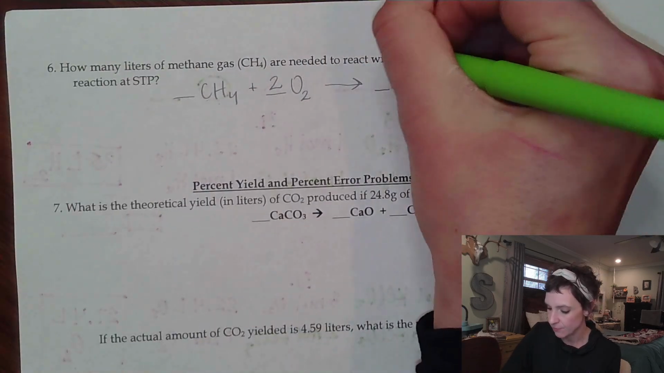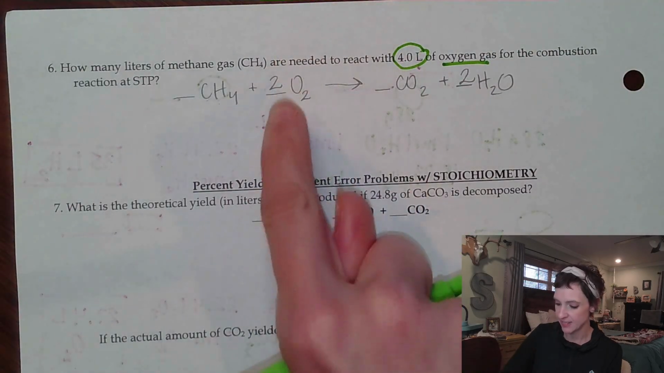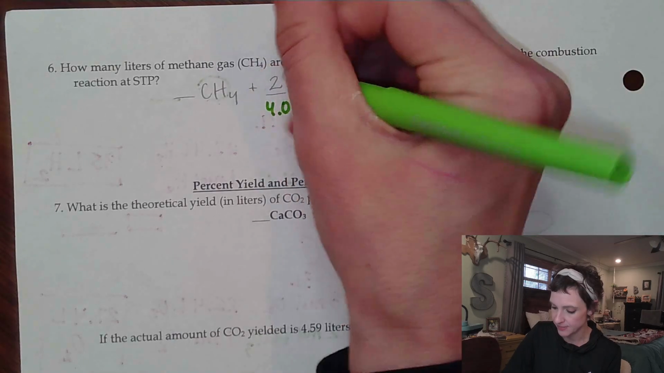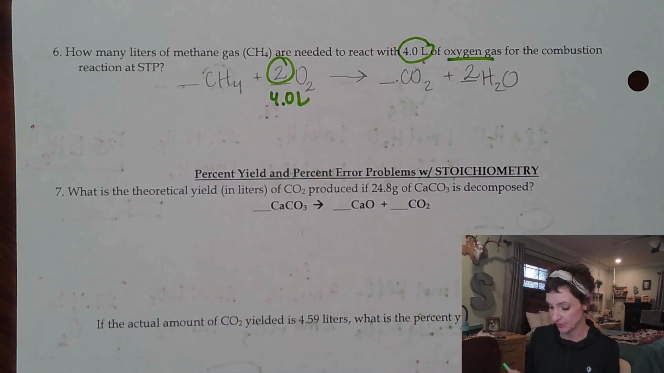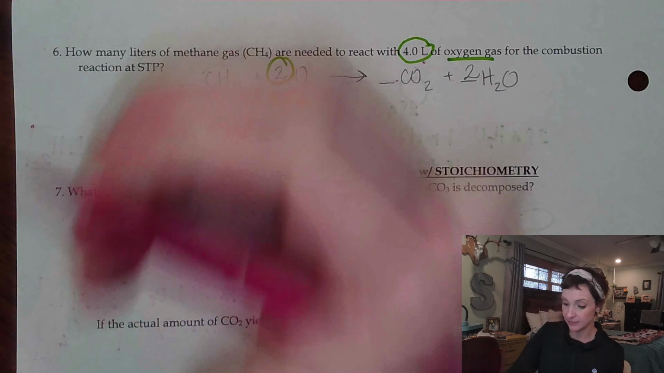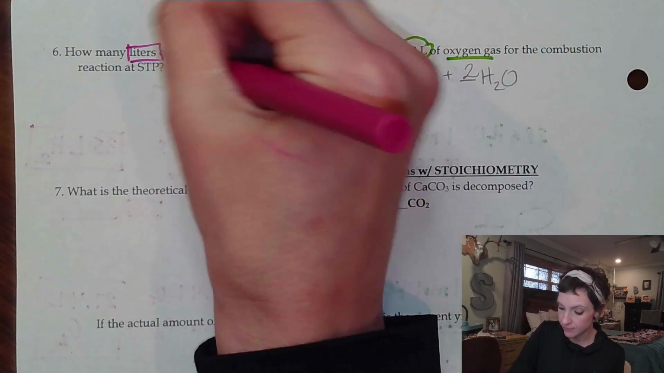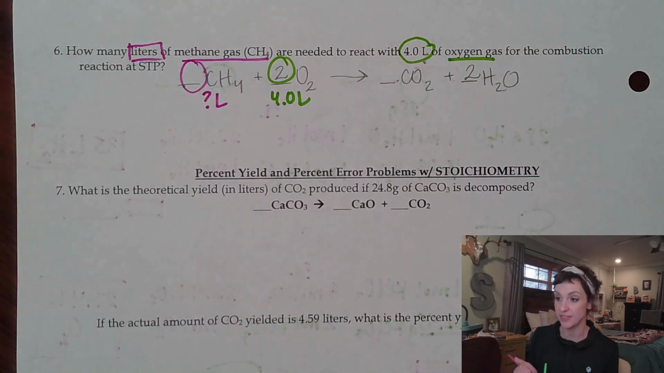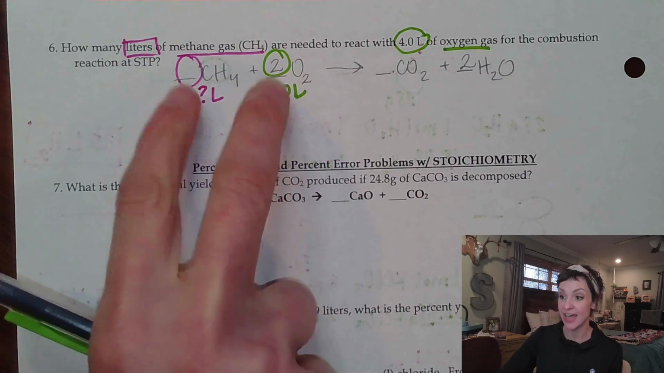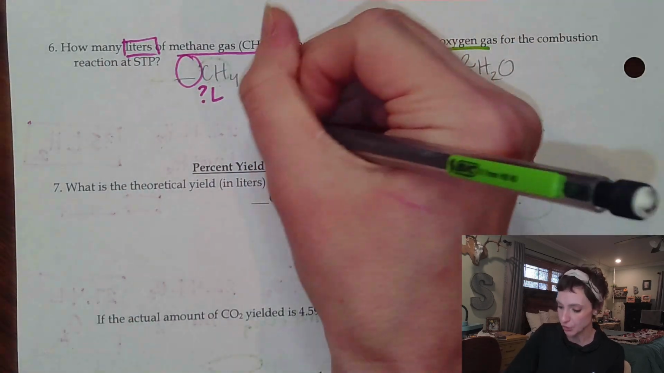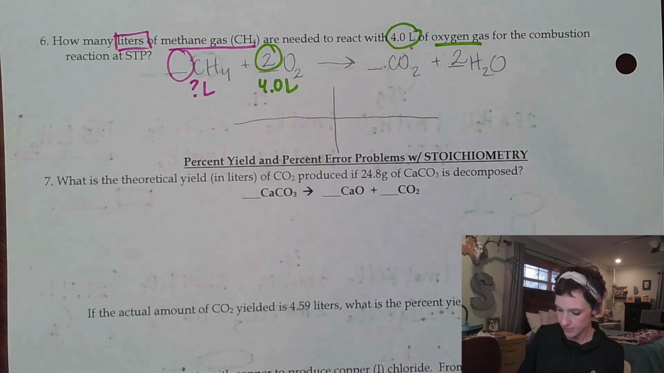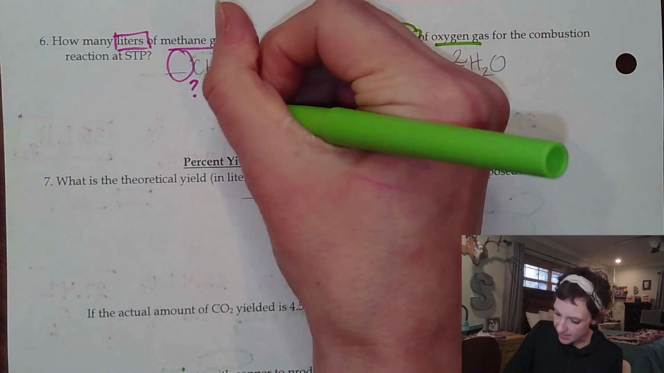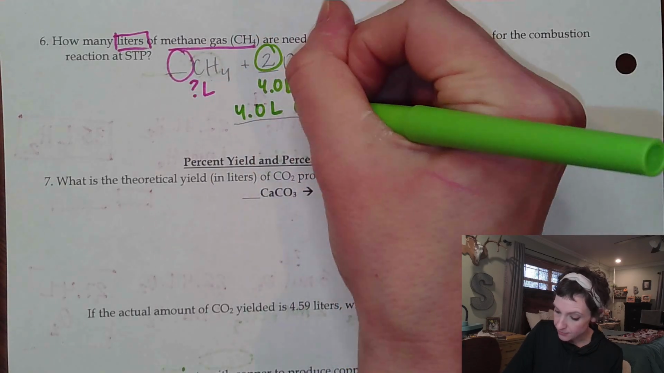Boom, my given, 4 liters of oxygen gas. There's oxygen, 4.0 liters. There's my coefficient that I've got to use, right? What are they asking me to find? Liters of who? Methane. There's methane. Cool. Question mark liters. There's my coefficient that I will utilize. Liters to liters of a gas at STP. Liters to liters. One step using that ratio of coefficients as a volume ratio. Okay. I've got 4.0 liters of O2.